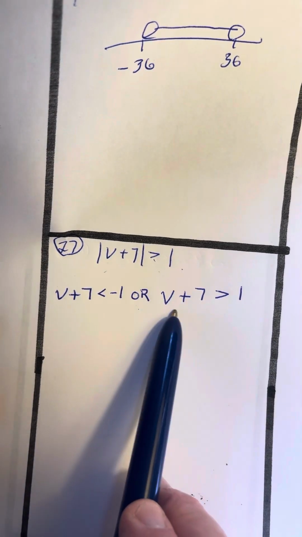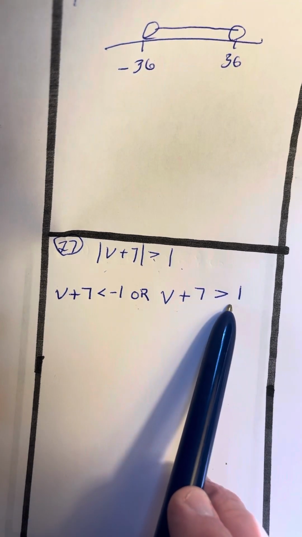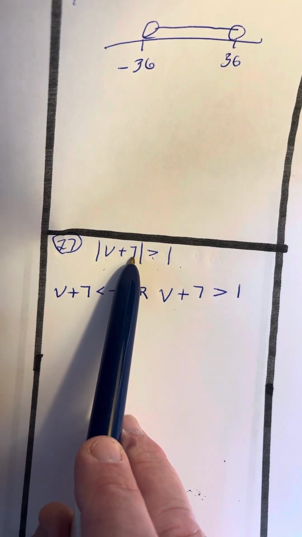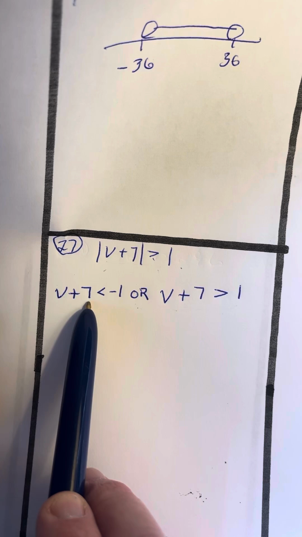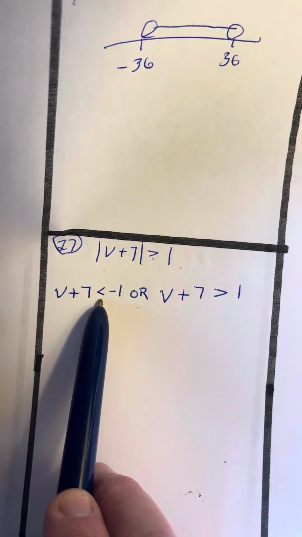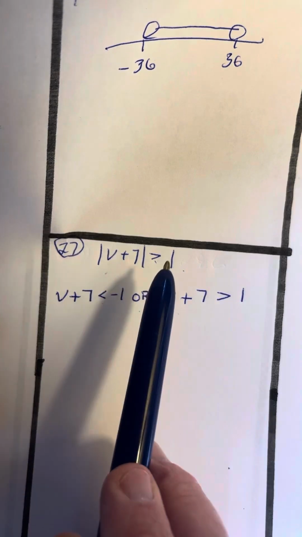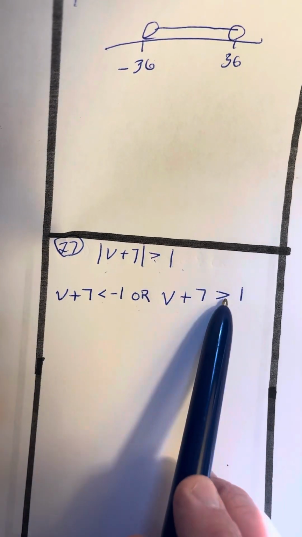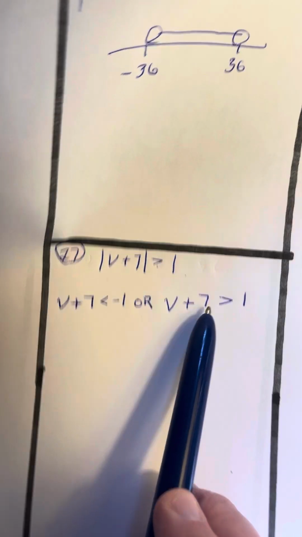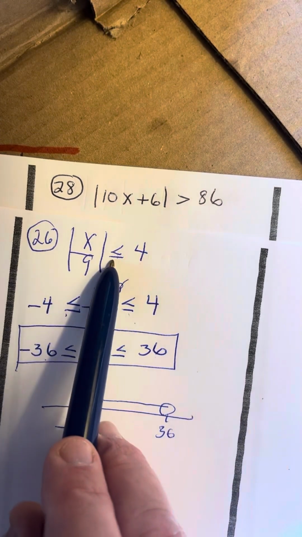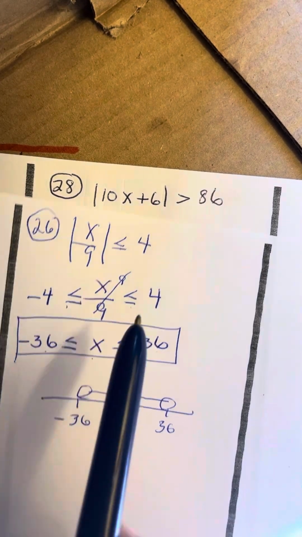When it's an absolute value greater than, it's two separate equations with the word or. One of them is the exact same thing. I put that on the right. The other one is the opposite. V plus 7, instead of greater than, less than, and instead of 1, negative 1. Again, absolute value greater than, two separate equations. Absolute value less than, in between.